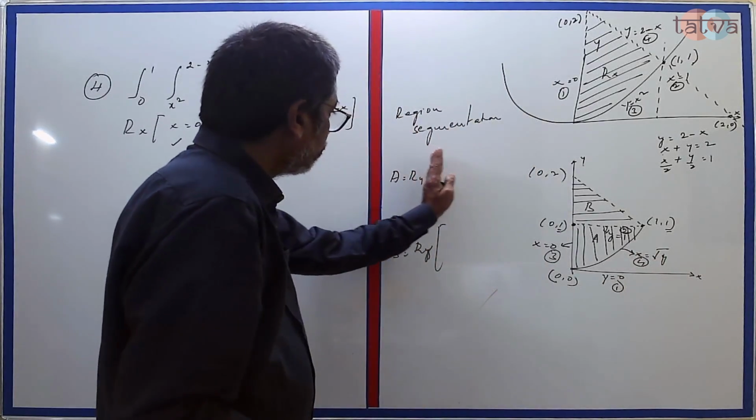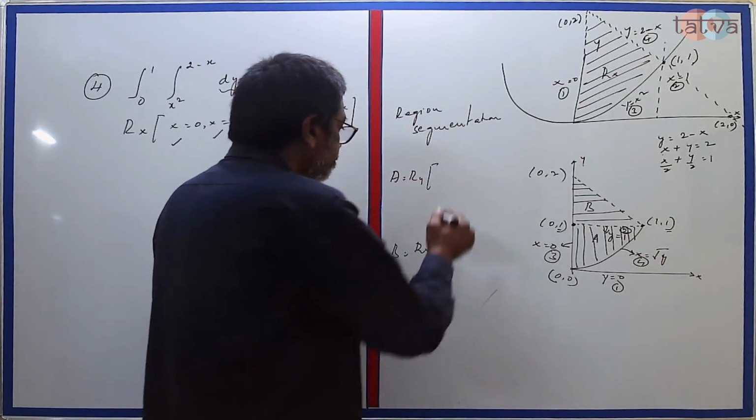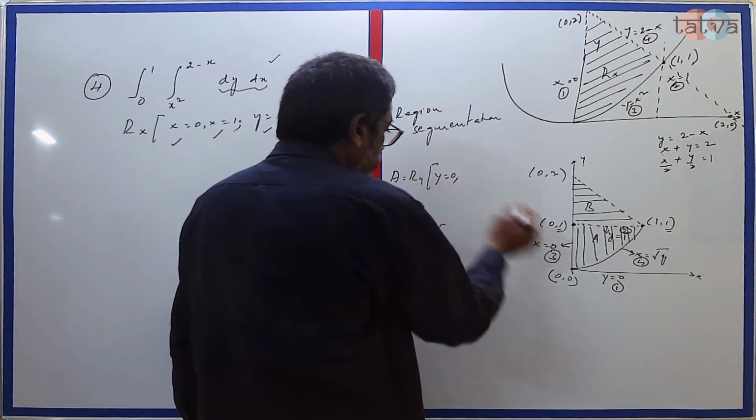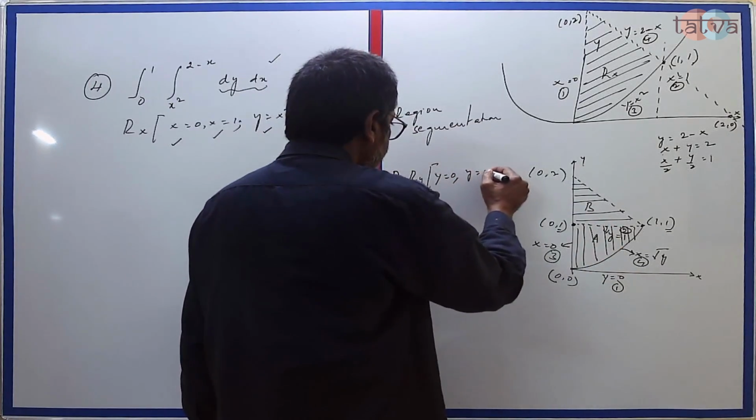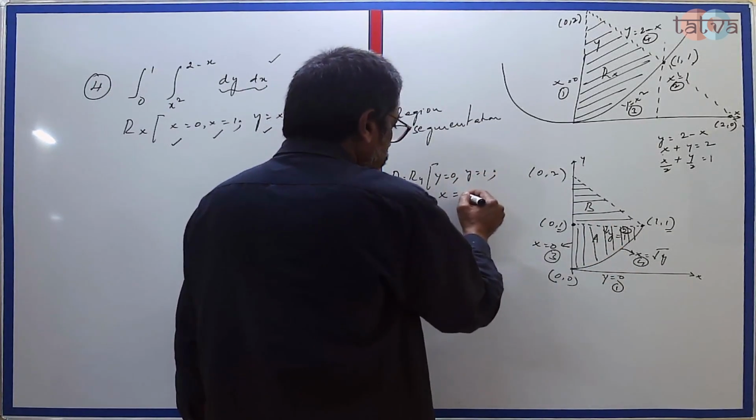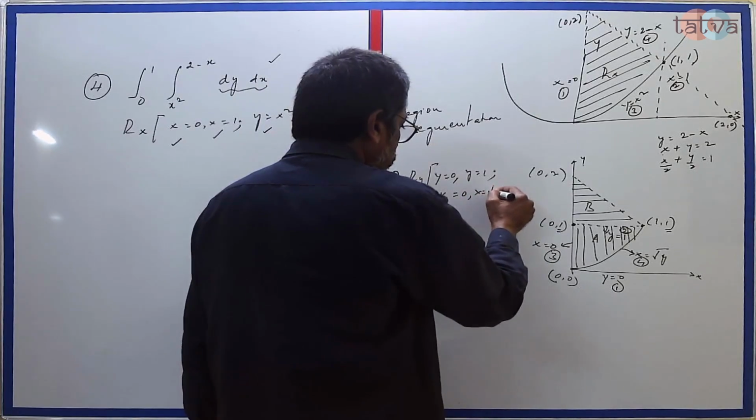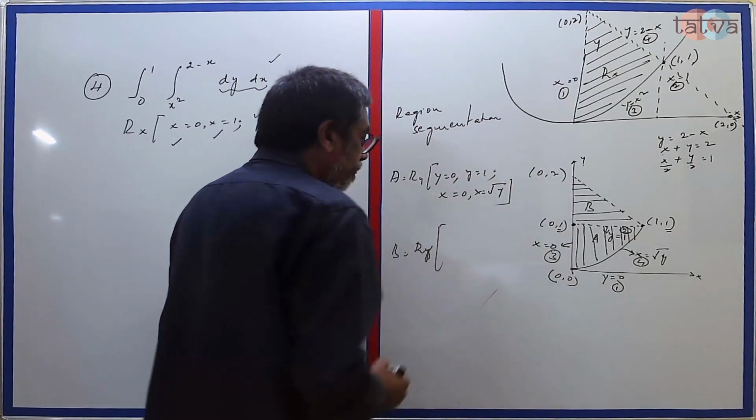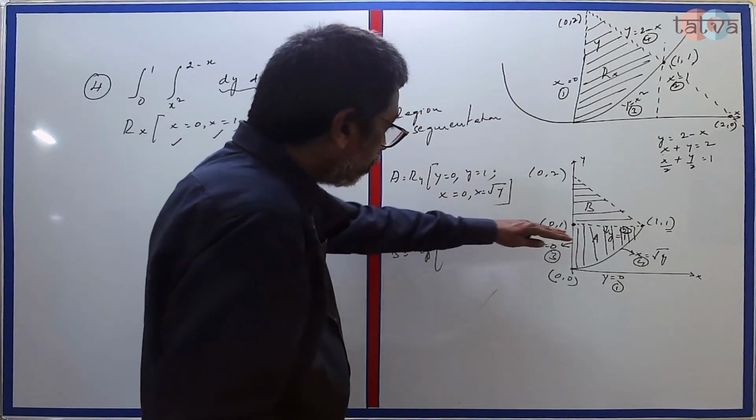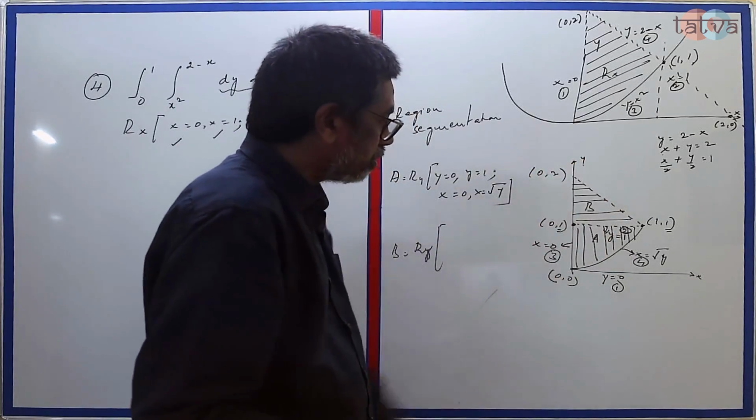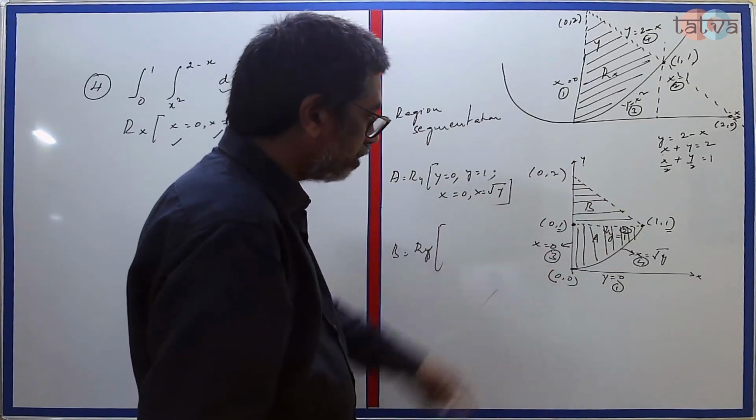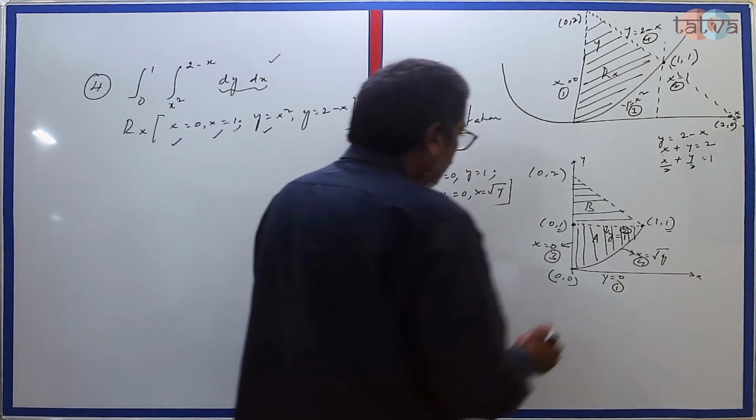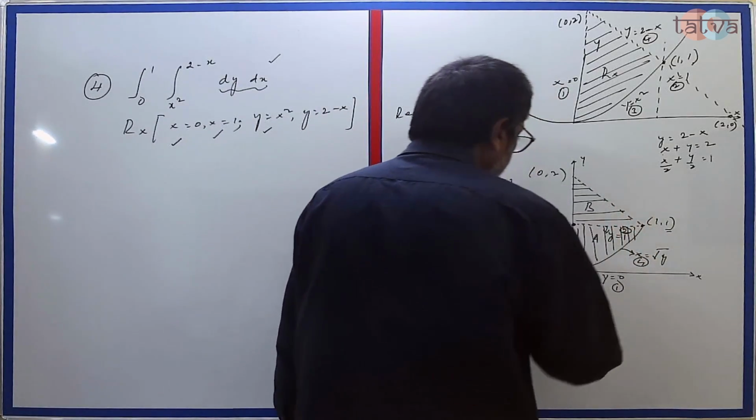So let's fill up this box. Y is equal to 0 to y is equal to 1. X is equal to 0 to x is equal to square root of y. B is an extended portion of the diagonal above A. And then I want to see this region also as an RY region.